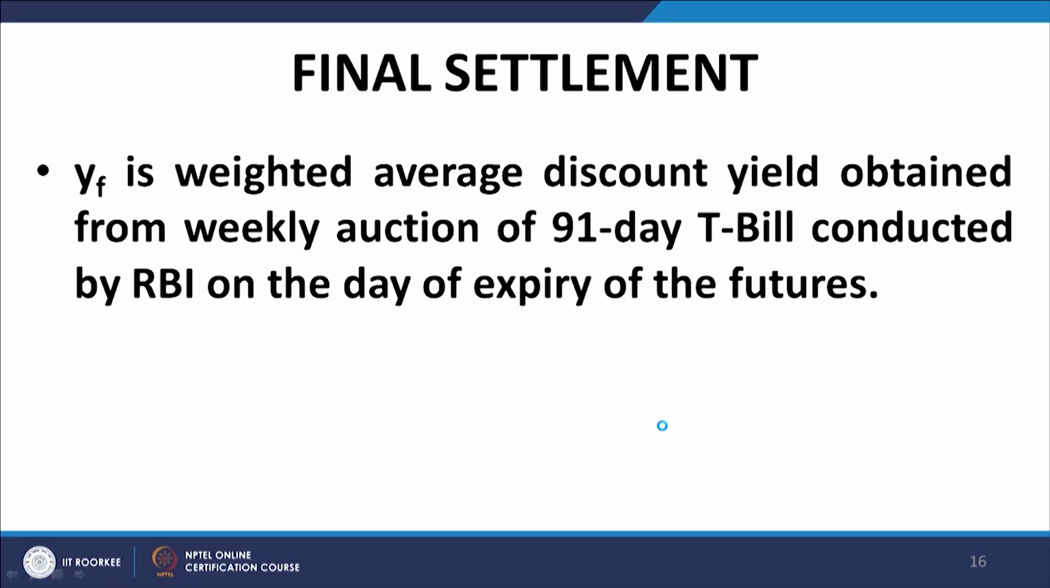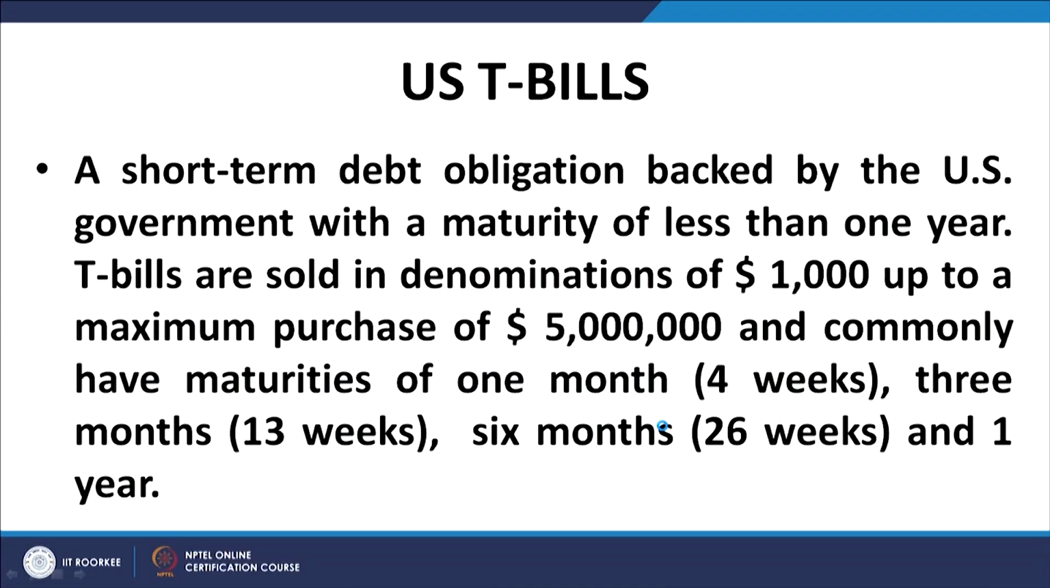Final settlement price is worked out on the weighted average discount yield obtained on the weekly auction of 91-day T-bills conducted by the RBI on the day of expiry of the futures contract. So, these are technical things just to acquaint you with this. Parallel to this, just to touch upon the US market, in the US case, again we have similar treasury bills just as we have in India, except that in India we have T-bills in terms of the number of days.